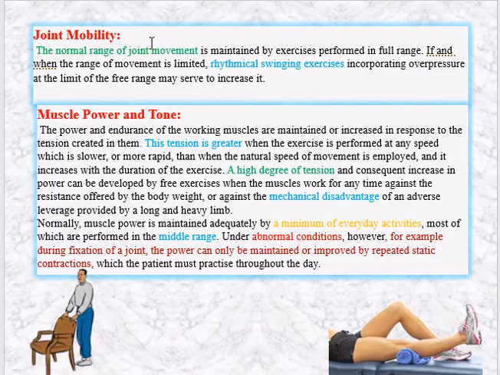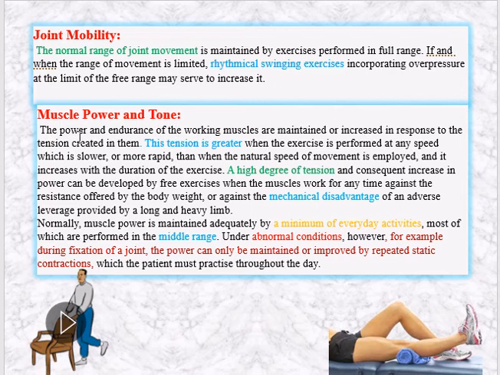Joint mobility. The normal range of joint movement is maintained by exercise performed in full range. If and when the range of movement is limited, rhythmical swinging exercise incorporating overpressure at the limit of the free range may serve to increase it.